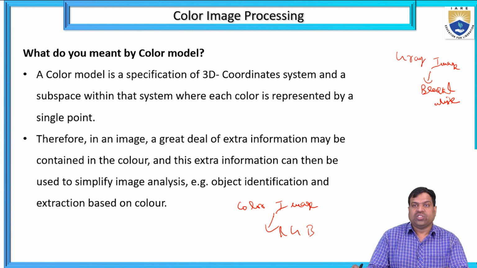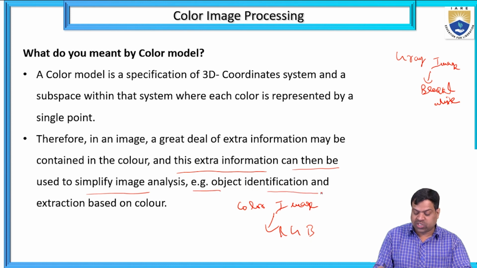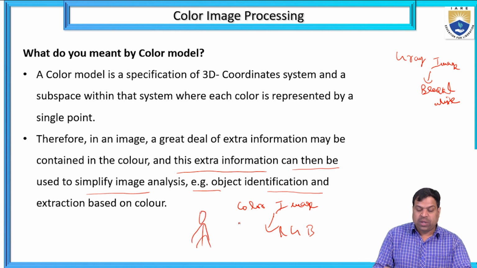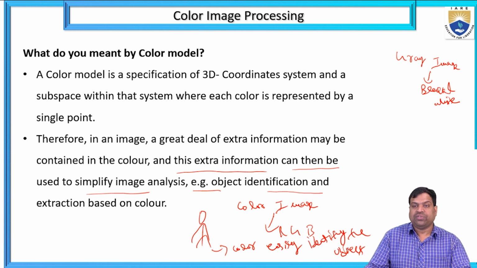So a color model is a specification of a 3D coordinate system and a subspace within the system where each color is represented by a single point. Therefore, in an image, a great deal of information may be contained in the color, and this extra information can then be used to simplify image analysis. Example: object identification and extraction based on color. Suppose an object is there, if it is colored, then we can easily identify the object. So that is the advantage of color.